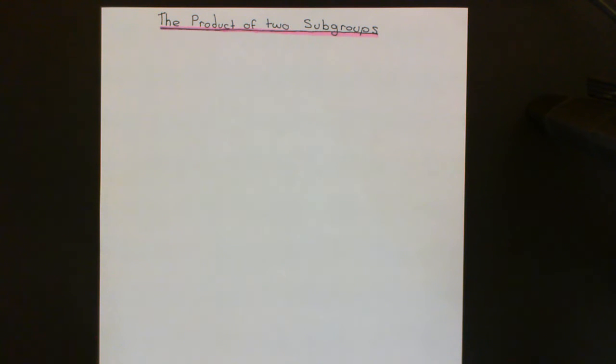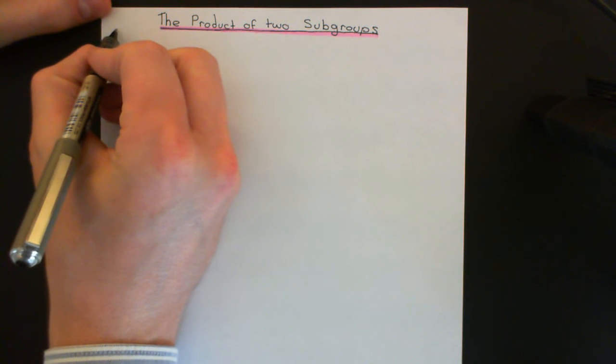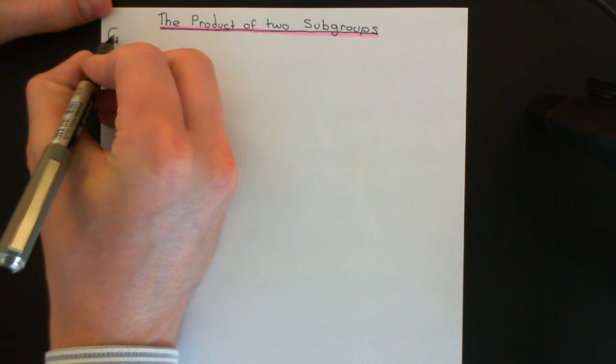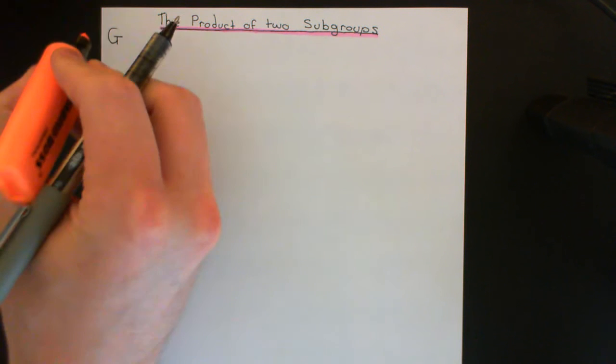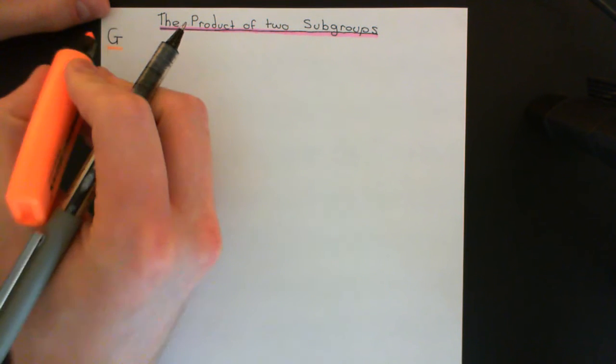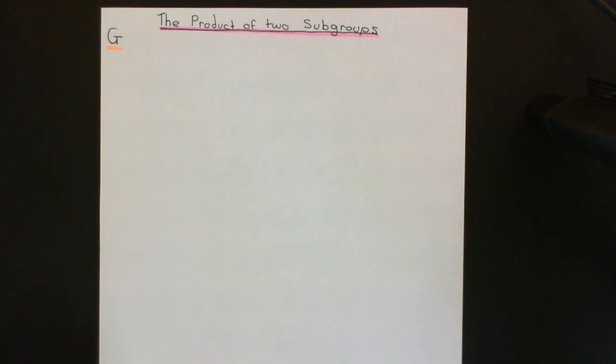So what we're going to have then is some group, capital G, which we'll be working with, and this is just a general group, so it doesn't need to be anything fancy. It doesn't need to be an abelian group, it doesn't need to be a finite group, it can be an infinite group. It's just an arbitrary group, capital G. Okay, now to define the product of two subgroups we're going to need two subgroups to actually product together.